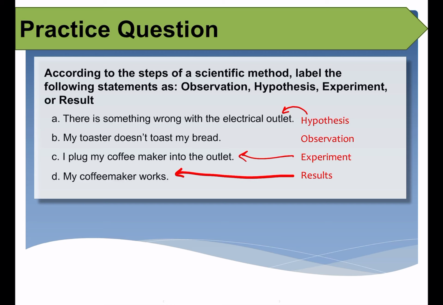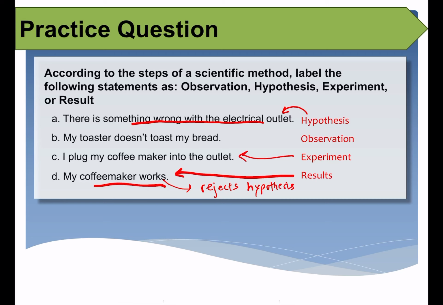That actually falsifies your original hypothesis, because in your original hypothesis, you think that something is wrong with the electrical outlet, but when you plug in the coffee maker, it works. So that means there is nothing wrong with your electrical outlet. Okay, so this result right here rejects the original hypothesis.